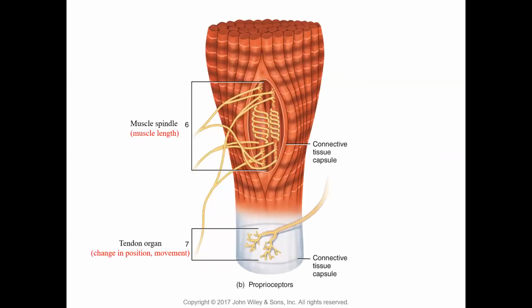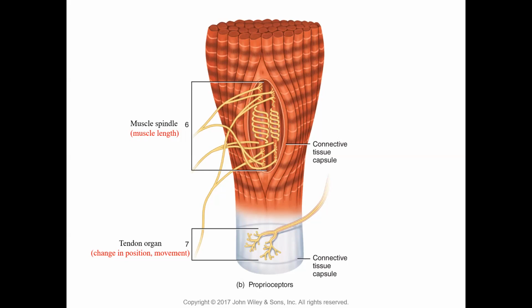And then we have the muscle spindle receptors. Again, as the name indicates, they are found in most skeletal muscles. These are encapsulated nerve endings, and they are responsible for sensing changes in the muscle length. And finally, we have the tendon organs, which are found in the junction of tendons and muscles. And these are also encapsulated nerve endings, and they respond to change in joint position and in movement.